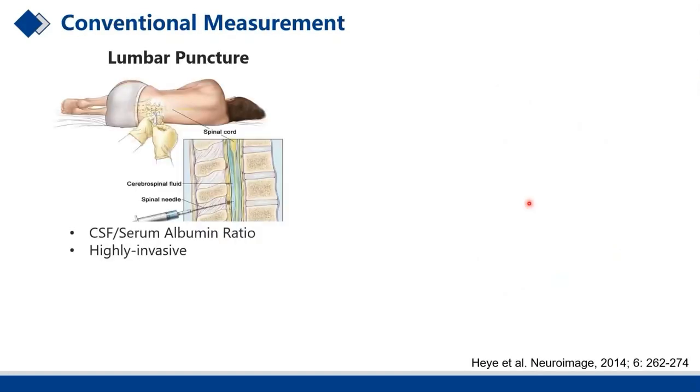Conventionally, people will use, for example, lumbar puncture to measure the CSF serum albumin ratio, which means that you have to insert a needle into the spinal canal of a patient and get the albumin in the CSF. This is a highly invasive procedure and requires a very experienced physician to do it. And it is not feasible in a lot of large clinical studies.